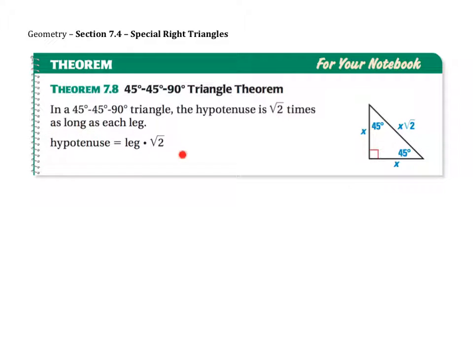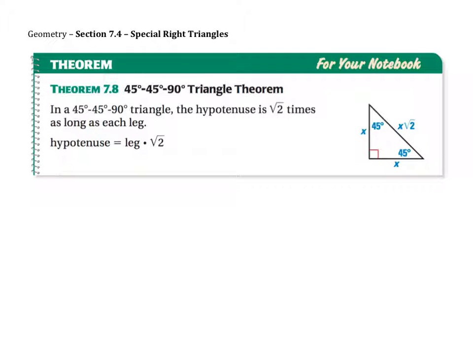So this formula, hypotenuse equals leg times the square root of 2, is something I would definitely write down in my notes and highlight, star, whatever you need to do to come back to it. So again, if you know what one of the legs is, you would just take that number times the square root of 2, and that's automatically the length of the hypotenuse.